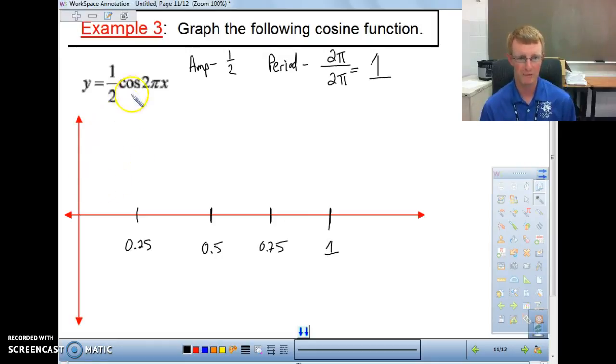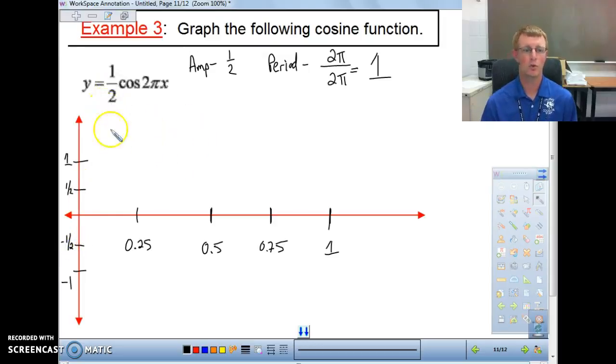So when we go through and graph this, we still use the same philosophy. If I say that this is 1 right here, and this is -1 down here, we clearly have to know where 1/2 is and where -1/2 is, because that's what our amplitude is. But again, we want to make sure we're starting at the right place. We're not starting at 1 anymore. We're going to start where the amplitude is. So we're starting at 1/2.